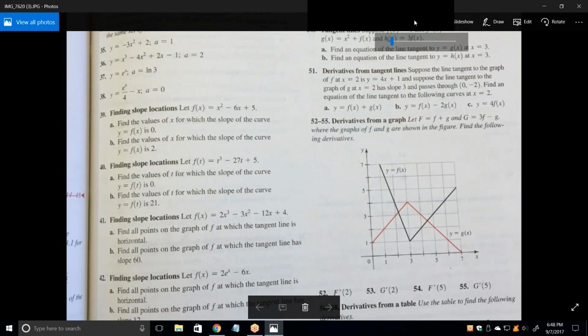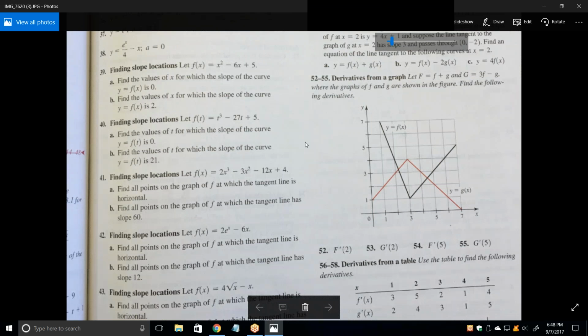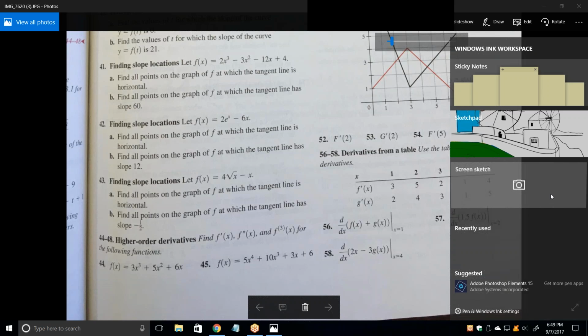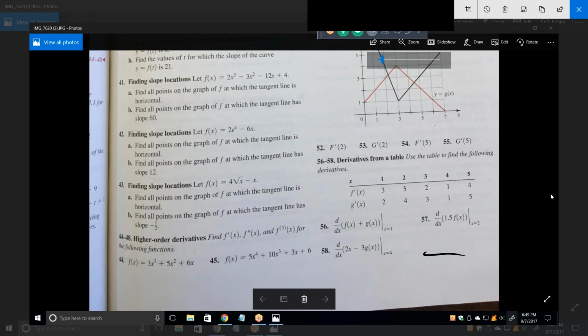Let me zoom once. Let me get up to number 43. Let me take a picture. Hopefully everything will be copacetic now. Okay, good. So, finding slope locations, same problem. On 41 it says find all points in the graph at which the tangent line has a slope of 60.